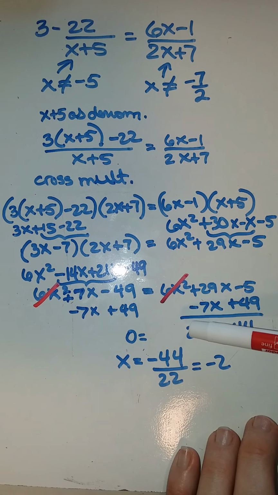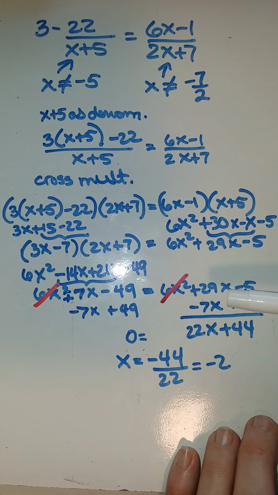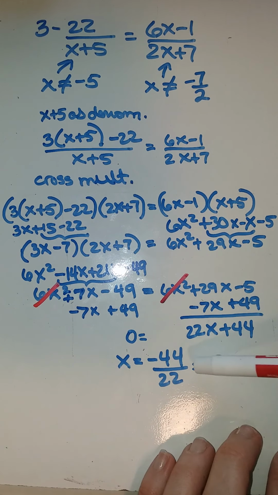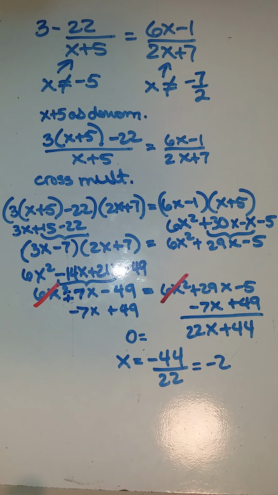So in order to solve for x, I'm going to chuck 44 onto the other side. So I'm going to have negative 44, and then I'm going to divide by 22. Negative 4 over 2 is going to be negative 2. So we know that negative 44 over 22 is negative 2. But we're not done yet.